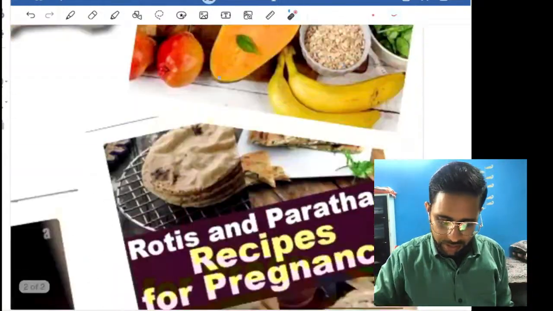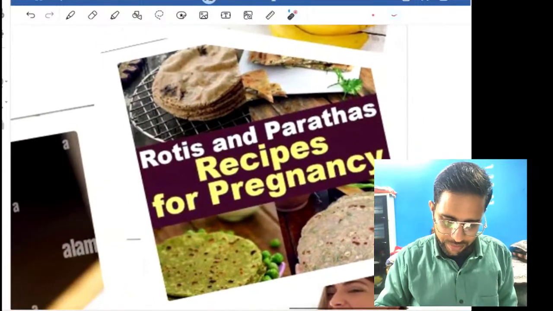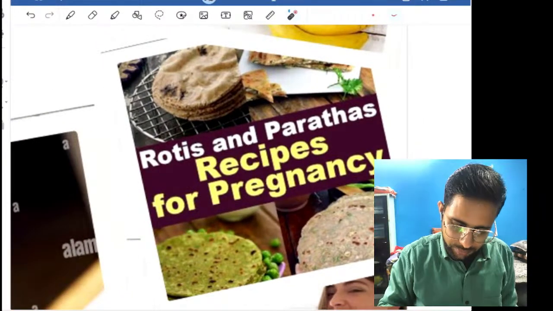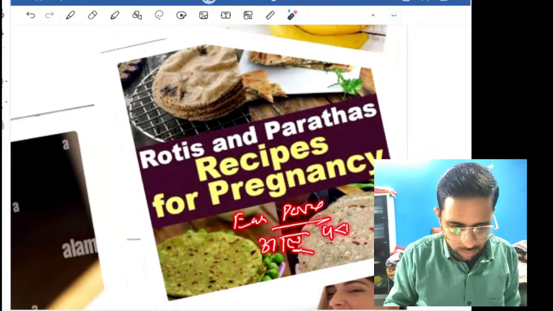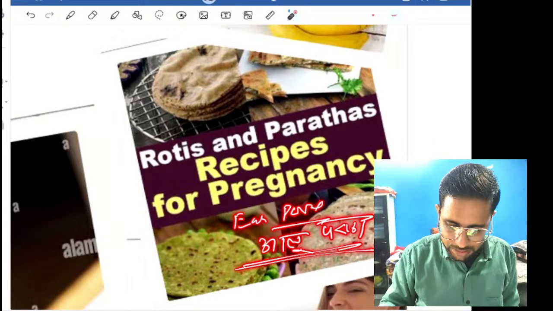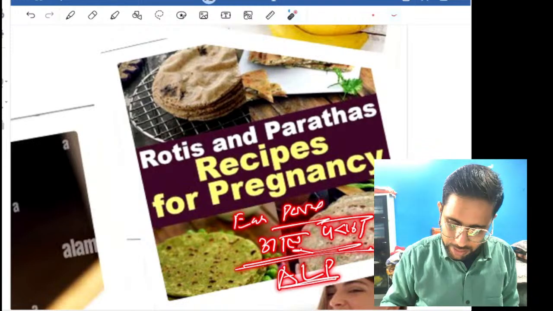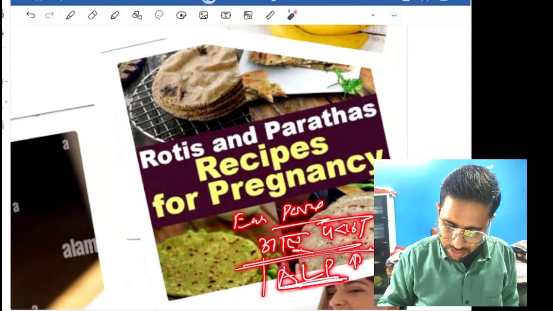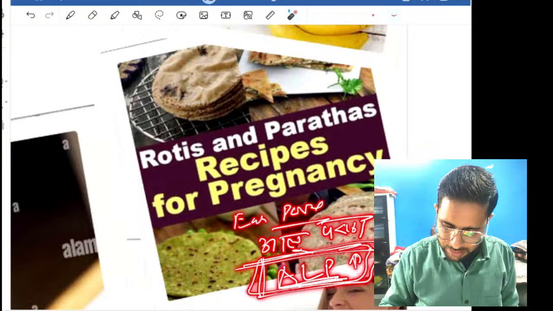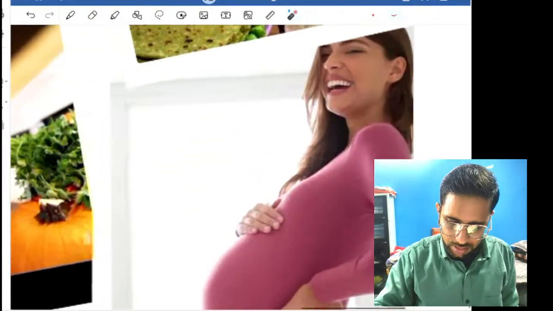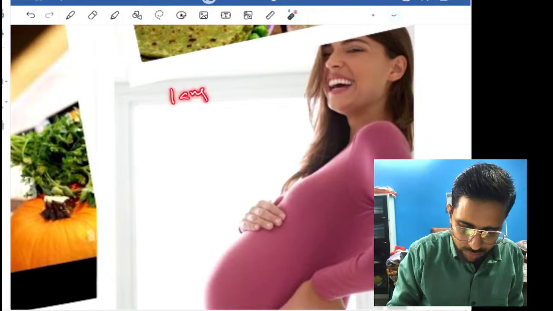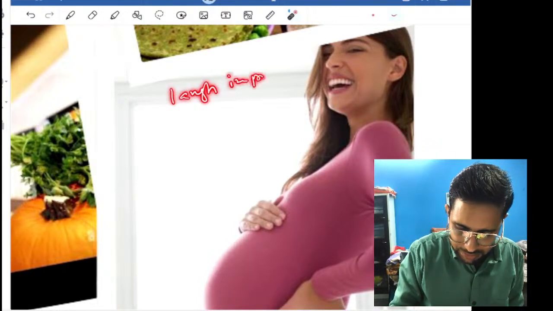Now the next one, see this paratha. What does this paratha indicate? The pregnant lady eats more aloo paratha. So what is the meaning of aloo paratha here? ALP. Yes, tell me in the chat box what aloo paratha ALP is. So ALP is a liver enzyme and it increases in pregnancy.